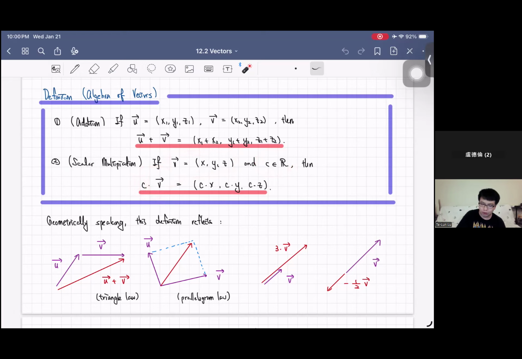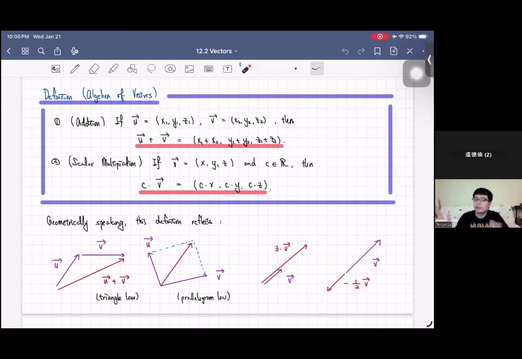The scalar multiplication between the scalar c and the vector v is simply another vector, which is denoted by cx, cy, and cz. These are just usual multiplication. So for instance, 2 times (2, 1) is simply (4, 2). That's the definition of scalar multiplication. Again, addition of vectors is vector plus vector gives you another vector, and scalar multiplication is a scalar multiplied by a vector gives you another vector.